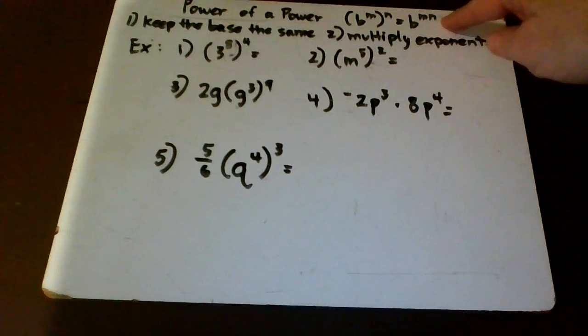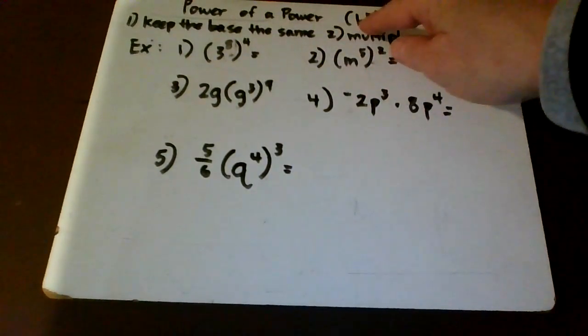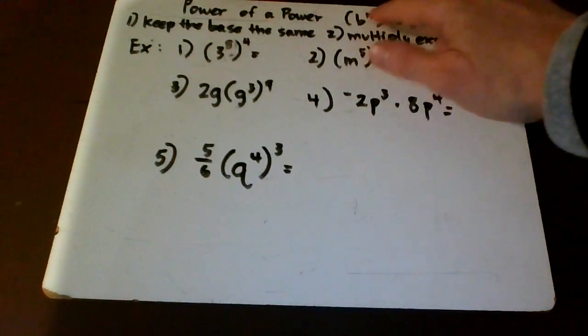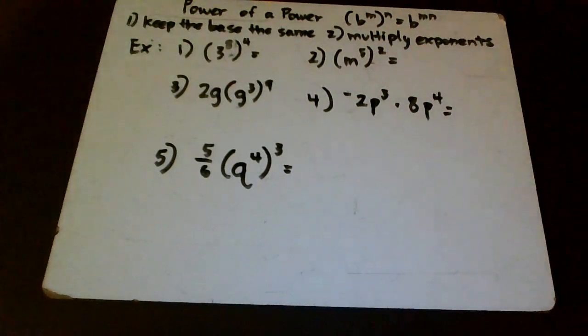When you break it down, you keep the base the same. So I had a base of b, so I keep it b, and then I multiply the exponents, m times n, and that's why it was smushed together, meaning multiply. So if I follow the rules, it says keep the base the same.